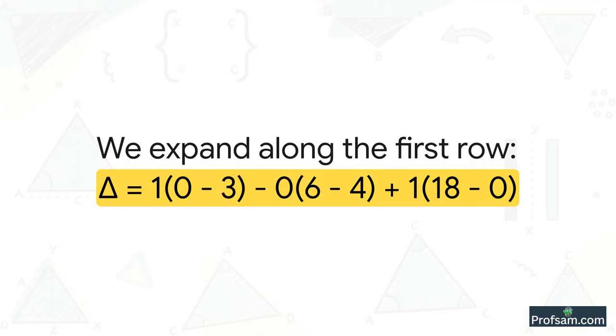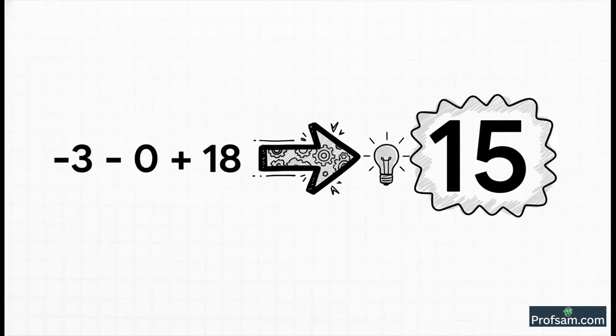Okay, time to crunch the numbers. We'll expand along the first row. Just remember that little sign pattern, plus, minus, plus. So we take the first number, 1, times its little 2x2 determinant. Then the second number, 0, with a minus sign in front. And finally, the third number, 1, with a plus sign. It's just simple multiplication and subtraction. And when we do all that simple math, we get -3, -0, plus 18, and that all adds up to 15. So the value of our determinant, delta, is 15.